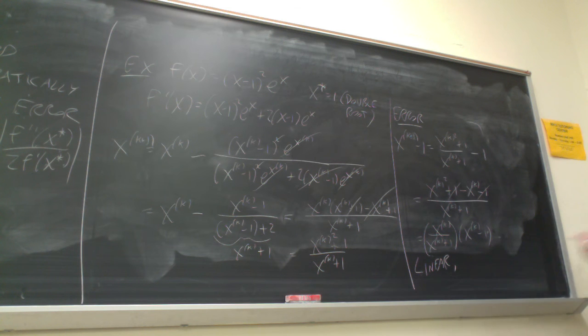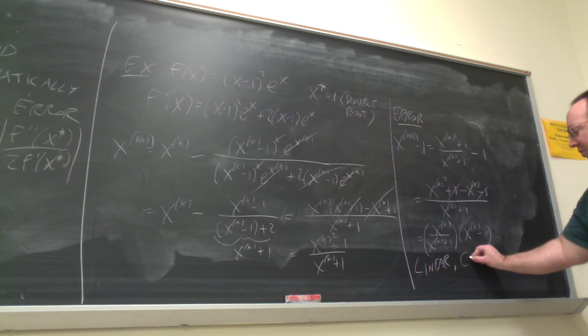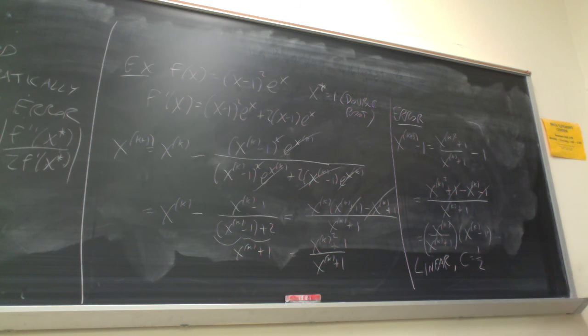And to get the value of c, we can plug the root into this part right here, and we get c is equal to 1/2. And in fact, I have a homework problem. I don't remember if I assigned it, or I might, where you can actually show that in general this is true. When a function has a double root, but not a triple root, just a double root, it's always linear convergence, and the c is equal to 1/2.